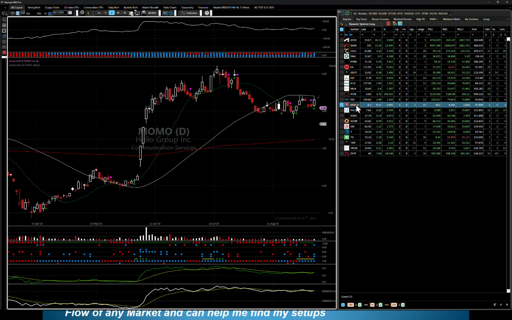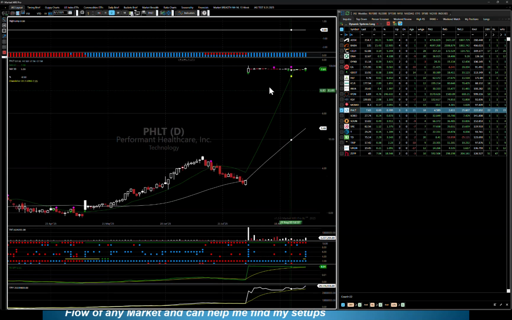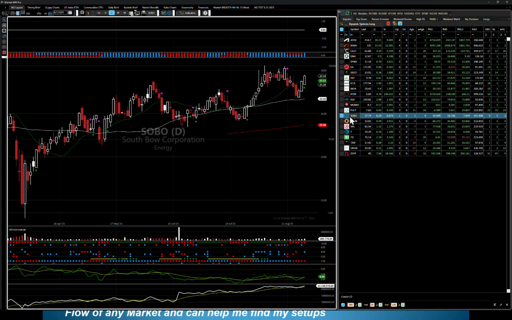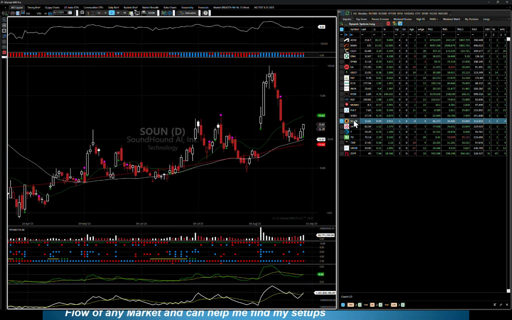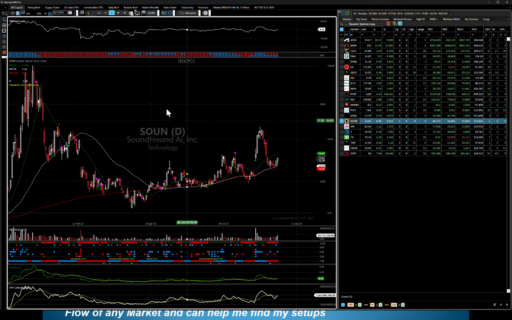Hello Group, Momo, it's below the 50, which is not my favorite place to be, but a breakout above the 50. It had a Momo and a breakout and a CPR. PHLT, this is a buyout, forget it. Sobo, kind of looks boring to me, but pull back to the 50 and moving higher. This I don't own. It's a meme stock, but it might be more to it.